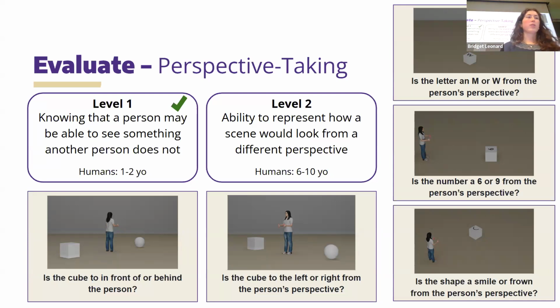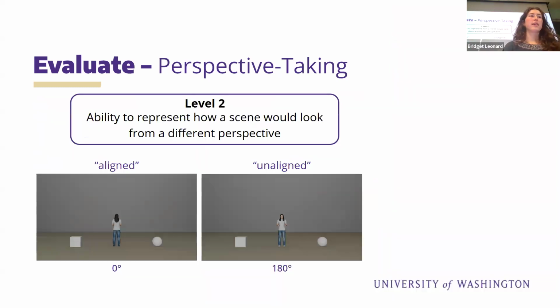So like I said, multimodal models, GPT and LLaVA can do really good at level 1 perspective taking, but we don't really know how well they are doing at level 2 perspective taking. So we kind of wanted to investigate that more and see exactly if they fail, and if they do, where do they fail in the task.